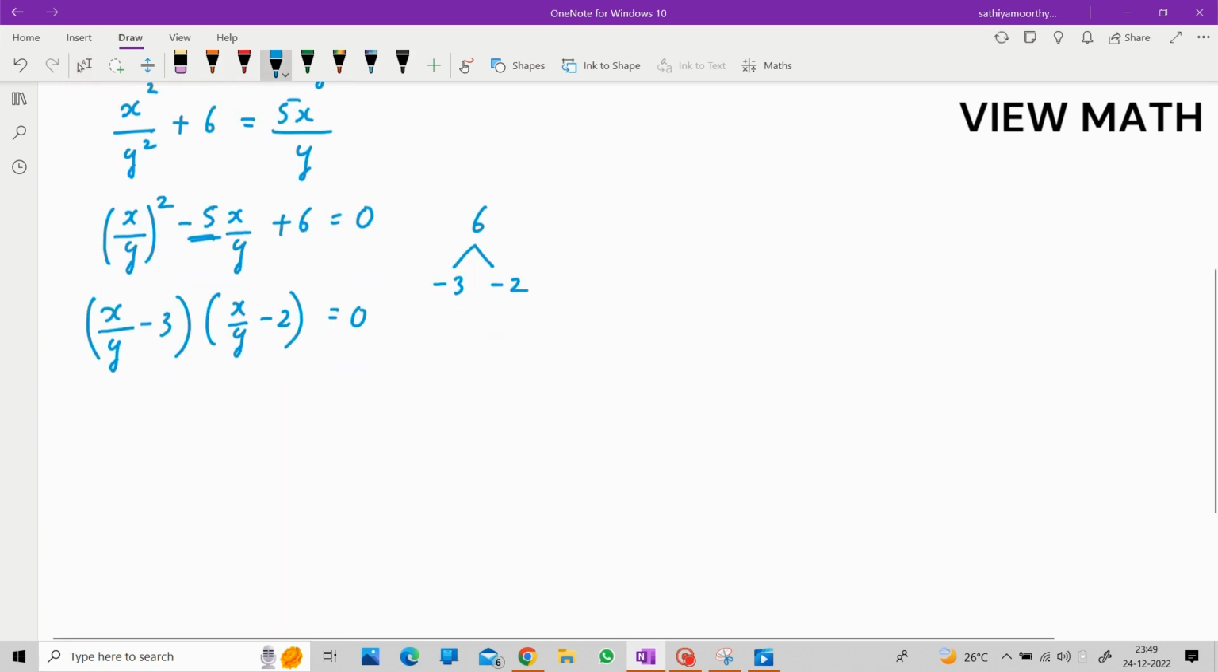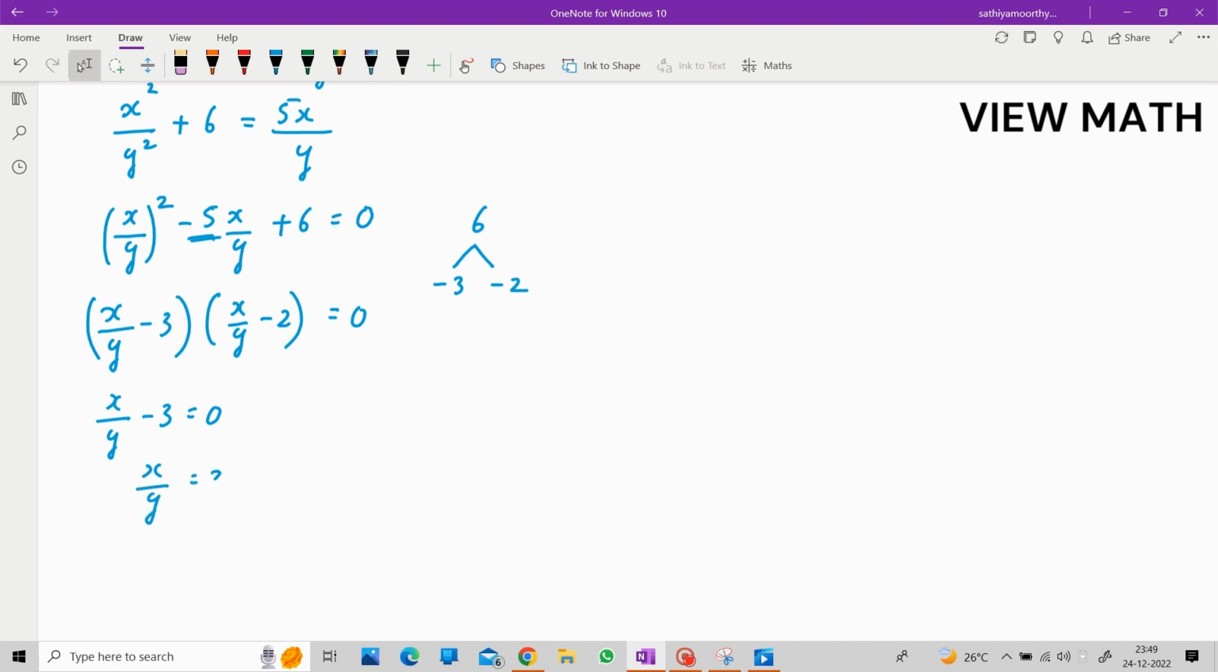Let me equate the first term to 0. x by y minus 3 equal to 0. Therefore, x by y is equal to 3. Again, x by y minus 2 is equal to 0. Then x by y, let me bring this 2 to the other side, it becomes 2. Therefore, they have asked to find the value of x by y. The value of x by y is 3, 2.